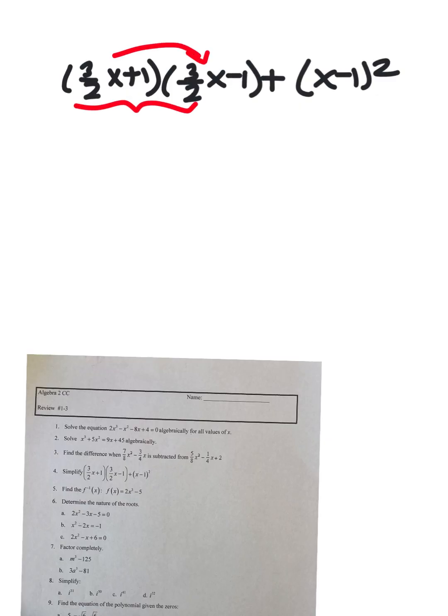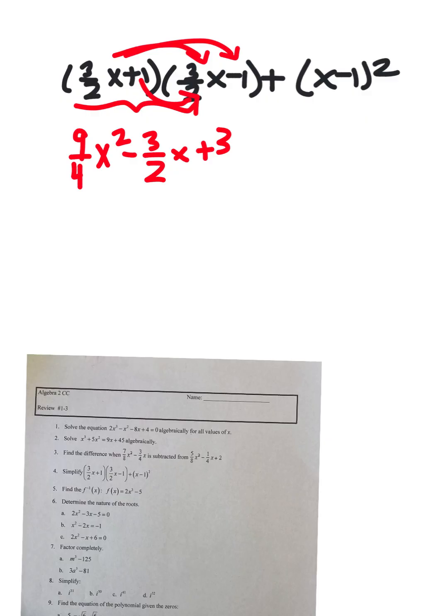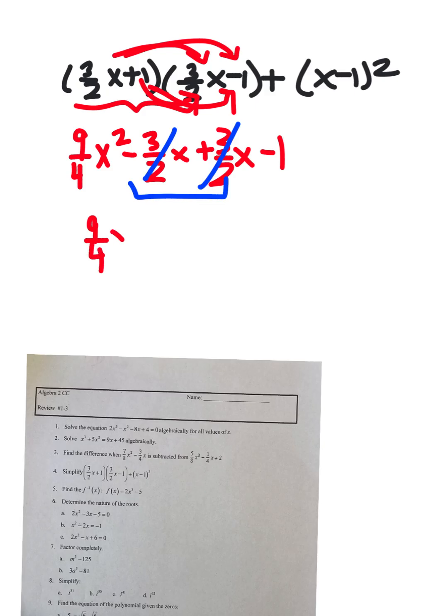All right, so we have 3/2 x times 3/2 x is 9/4 x squared. 3/2 x times negative 1 is negative 3/2 x. 1 times 3/2 x is positive 3/2 x. And 1 times negative 1 is negative 1. Clean up in the middle. So I like this here in the middle because look, those are opposites. They're going to cancel out. So I have 9/4 x squared minus 1.